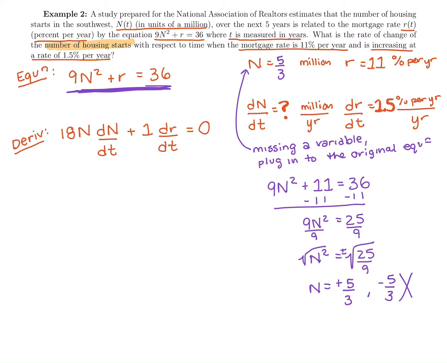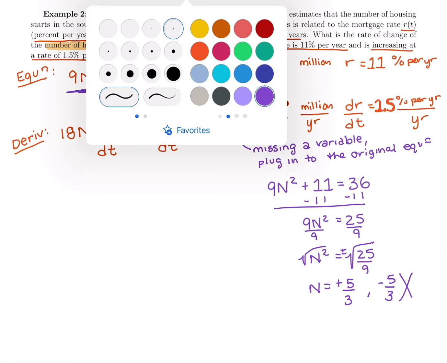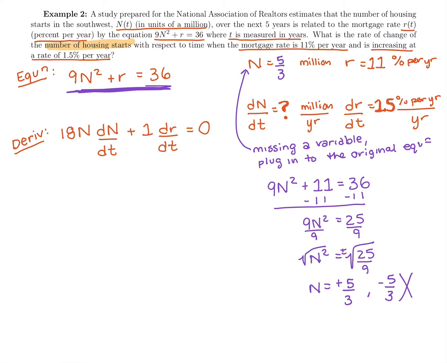So now I can plug in and solve for dn/dt, to figure out how this mortgage rate increase is going to impact the number of housing starts, which, already having an 11% mortgage rate, is crazy. So I would think that the number of housing starts would really decrease if they keep making that mortgage rate even higher. But let's see.